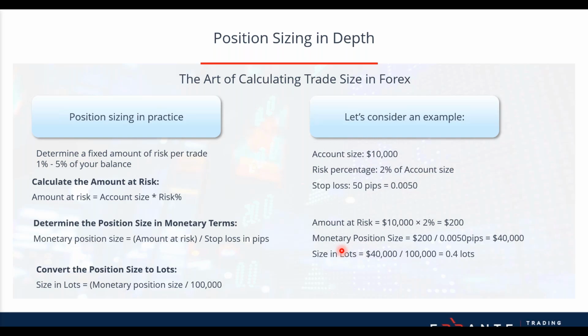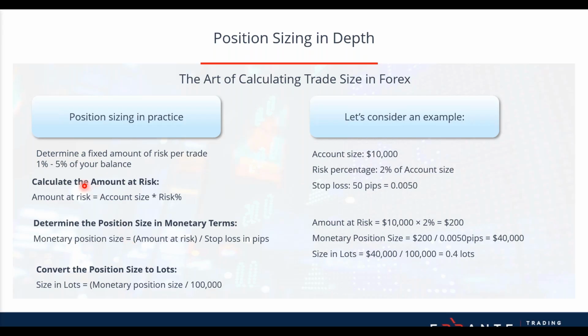You can see the formula here. It's the account size multiplied by the risk per trade, divided by the stop loss in pips. This is a very, very simple formula. Let me just explain the components here.